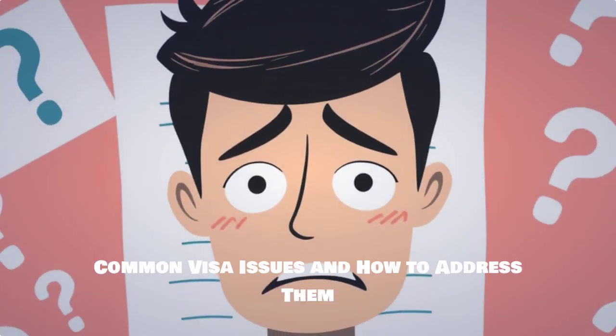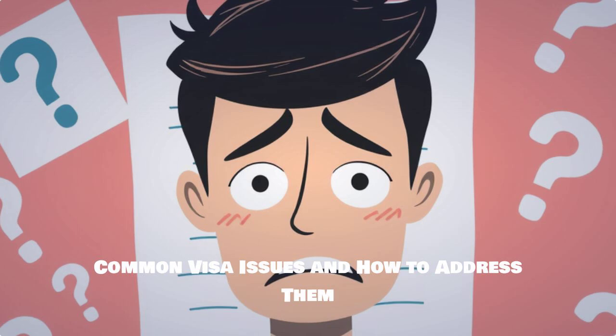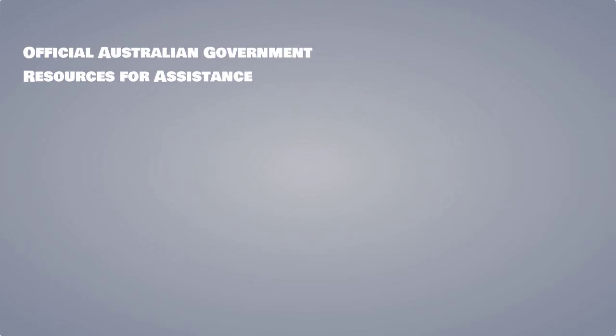Next, we will talk about common visa issues like application rejections, delays, and missing documents. We'll guide you on how to address these effectively. To navigate these issues, it's essential to use official Australian government resources. They offer up-to-date information and assistance for passport and visa inquiries.